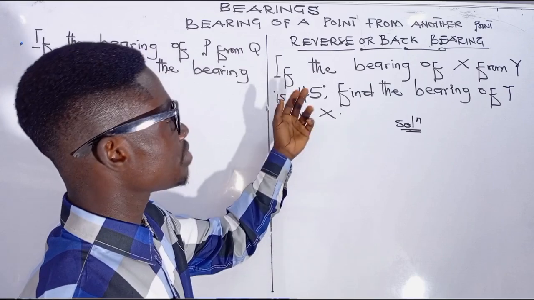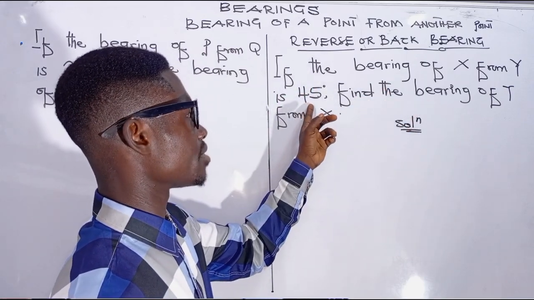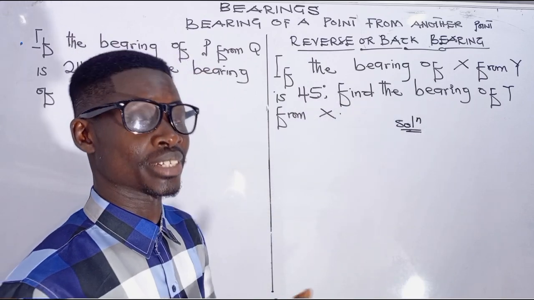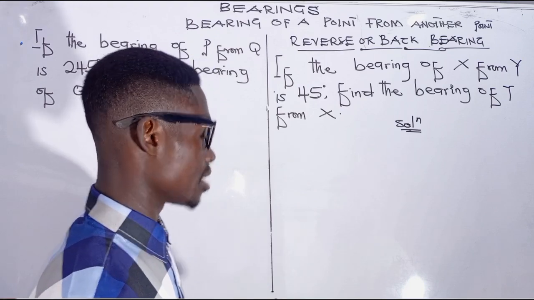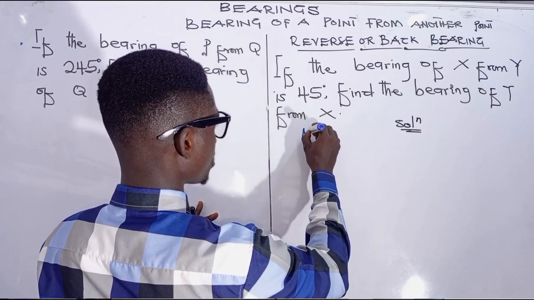It says that if the bearing of x from y is 45 degrees, we should find the bearing of y from x. This is what? A back bearing or a reverse bearing. As I said, we are going to make use of two methods. So we have method 1.